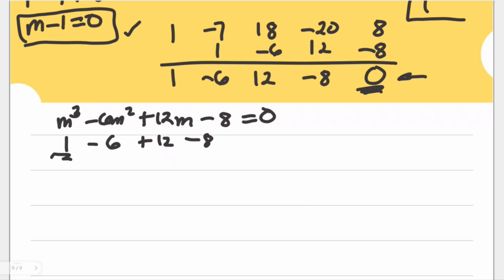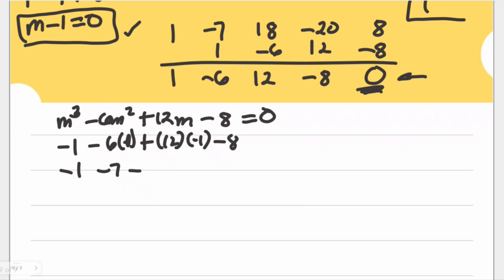It will not be equal to 0, right? If we use negative 1 here, the cube of negative 1 is negative 1, and the square of negative 1 is 1. So you have 6 times 1, the square of negative 1, plus 12 times negative 1 minus 8. This is negative 1, minus 7, of course, minus 12 minus 8, that's of course not equal to 0. So what we can try here is increase the possibilities.